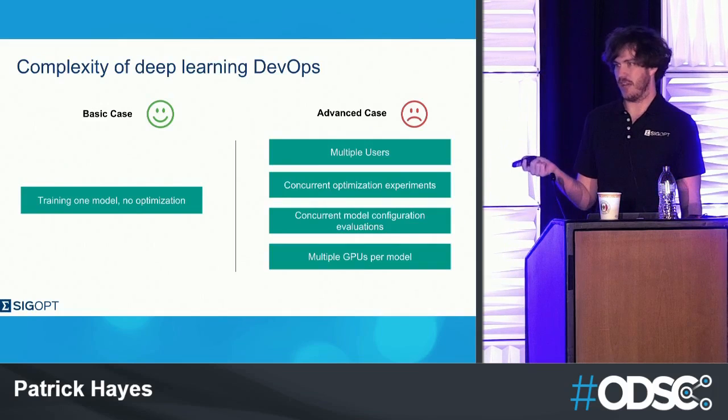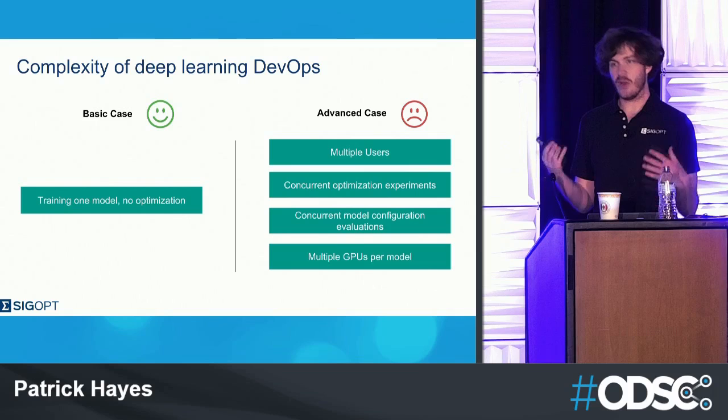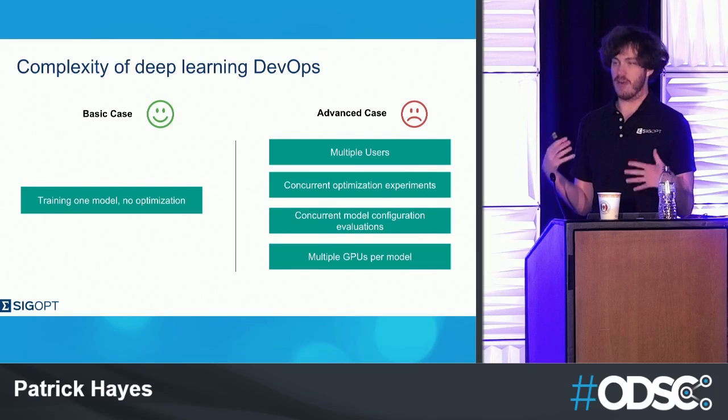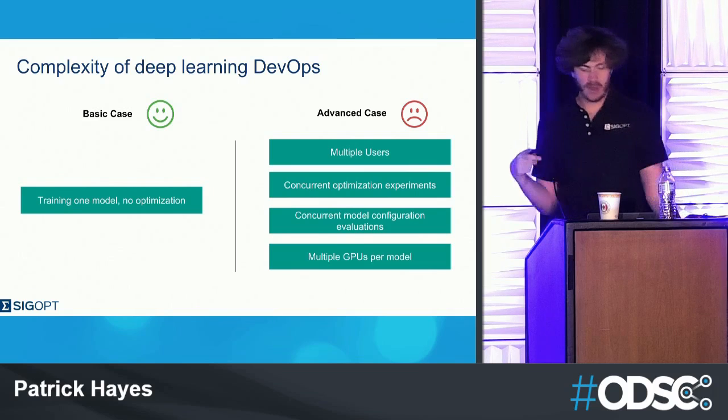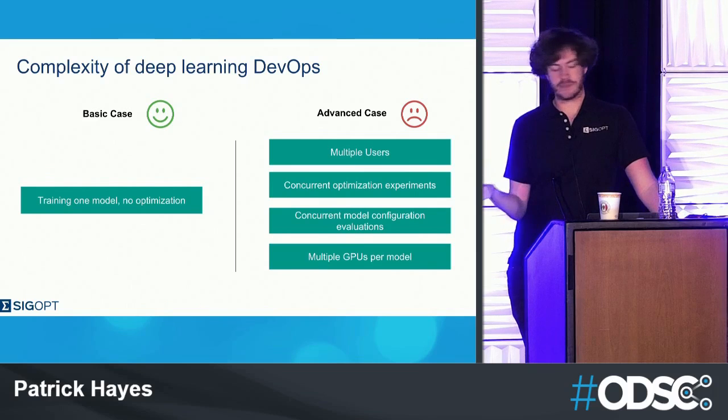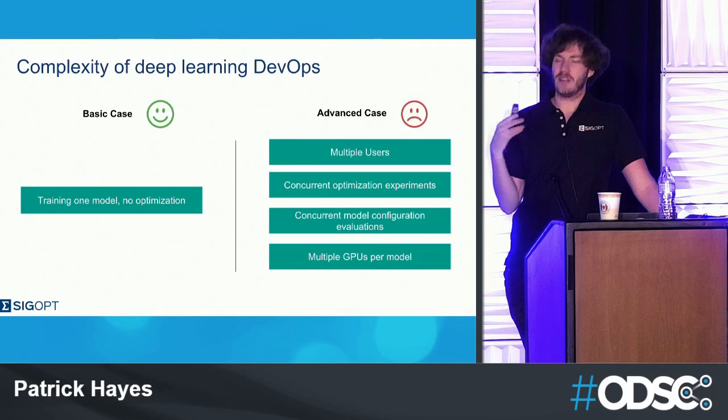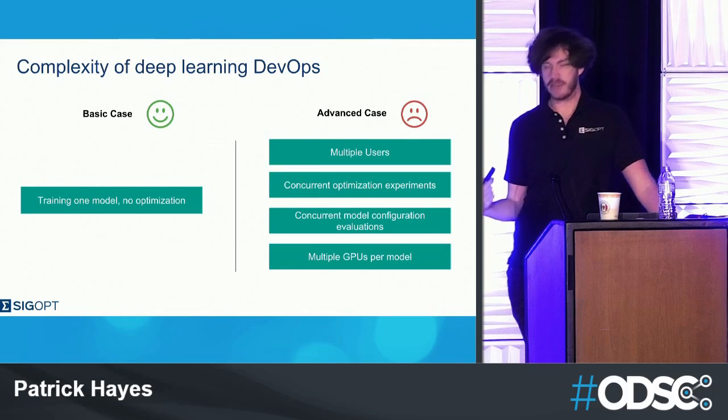Now, this is not always a challenge. For simple use cases where you have a model that trains quickly and perhaps can complete on your laptop, the DevOps challenge for this does not really exist. But for a lot of our customers, this isn't the case. There's typically multiple compounding levels of complexity.